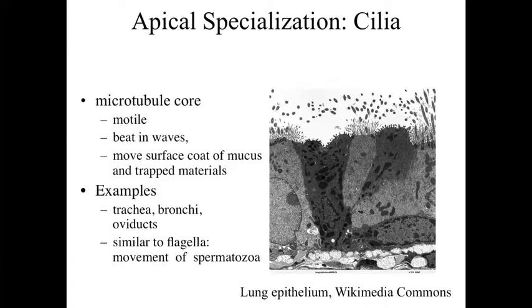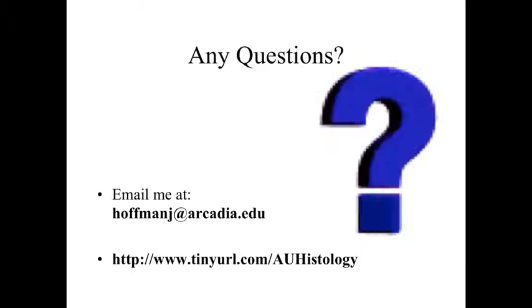A lot of times you'll see cilia in regions where you'll have mucus and things that are trapped within the mucus. And so the beating of the waves of the cilia are going to propel the mucus along that epithelial lining. You can see examples of the cilia in portions of the respiratory tract, like the trachea and the bronchi. You can see ciliated epithelial cells within the oviducts where the beating of the cilia are going to help propel the egg along the path of the oviduct. And the cilia are going to be similar to flagella, similar to what we're going to see with spermatozoa cells later on in the course.